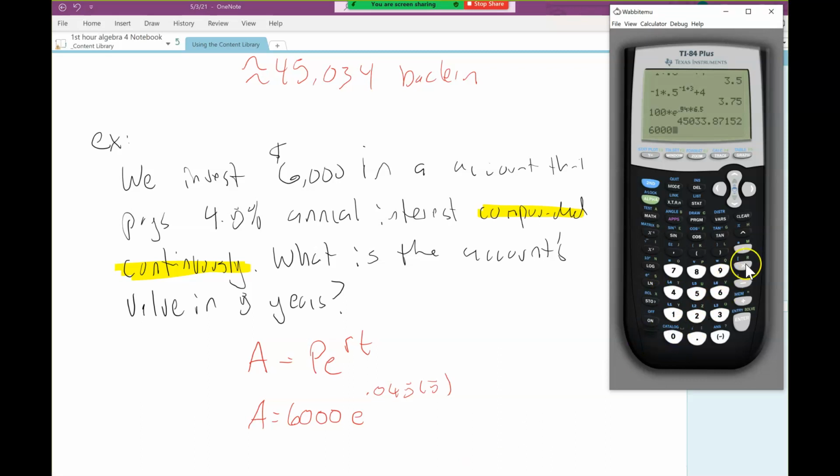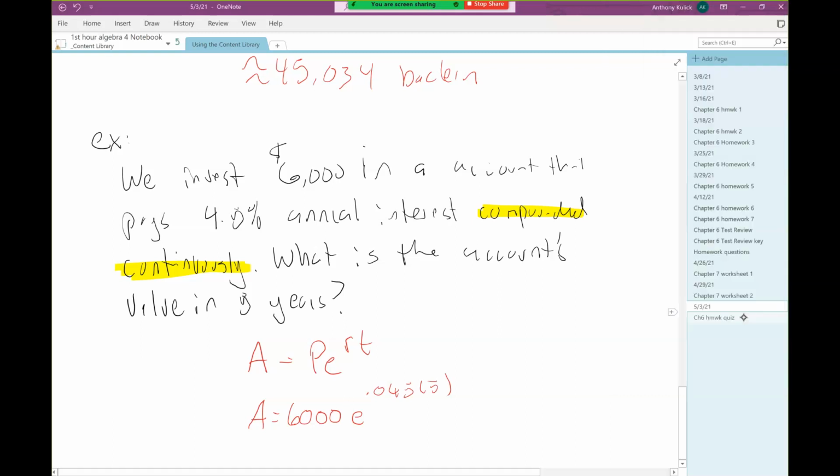So 6,000 times e to the 0.05 times 5. So that gives $7,513.94.